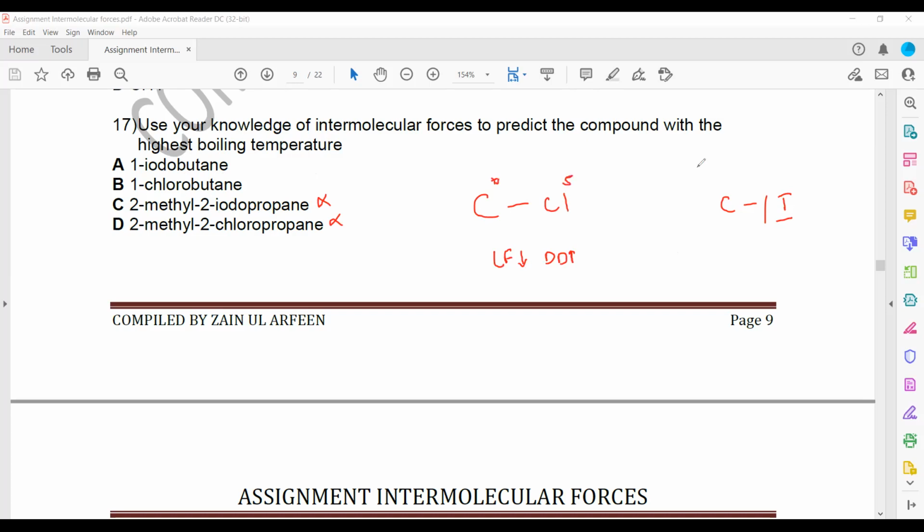Partial positive, negative. Here, partial positive, negative, but iodine is less electronegative, so the dipole force will be weaker, but the London force is stronger, and it is much stronger. Why? Because there is a greater increase in electron number. So iodobutane will have a higher boiling point than 1-chlorobutane.